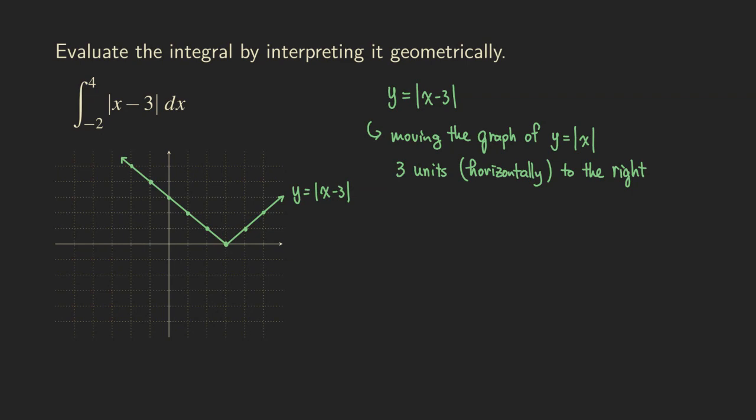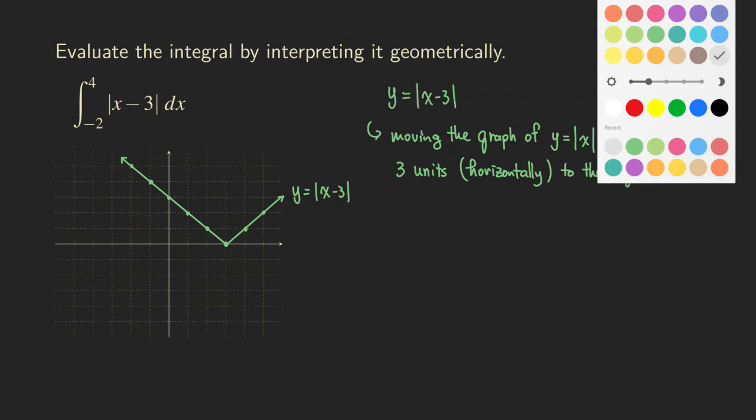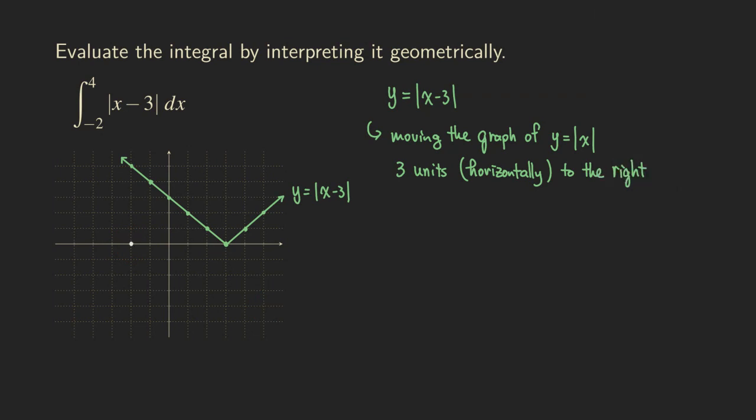Now we also need to bound the region by using the lower and the upper limits of the integral. We can see that the integral starts from x equals negative 2. So we're going to start from here. Let's put that point here. This is negative 2. We are going to bound a region here by using the line x equals negative 2. And then the upper limit, which is 4, we are also going to cut off the graph with the vertical line x equals 4.